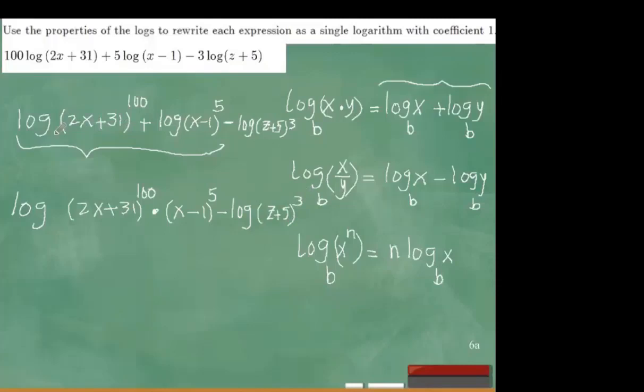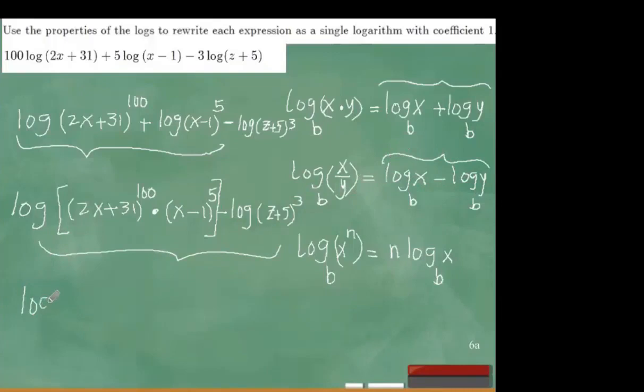So just combine the first two using the first property into the product. May want to put the brackets here. That's my argument now. So now, to combine these two, I'm going to use the second property and write this as a quotient.